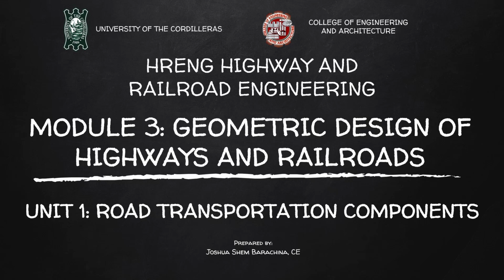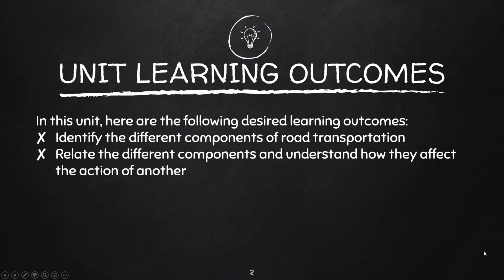For your Module 3 on Geometric Design of Highways and Railroads, we will be starting with the discussion of road transportation components in this unit. And in this video, we will identify the different components of road transportation and relate these different components and understand how each of them affects the action of another, or how a change in one component affects the other components of road transportation.